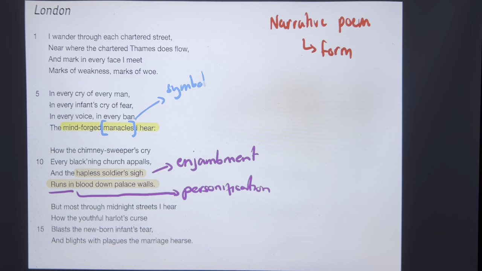Of manacles and the verb of here, and then I will talk about where I'm looking at, guys.